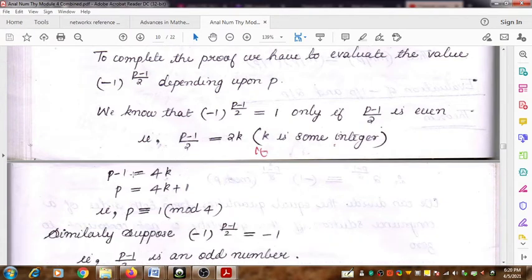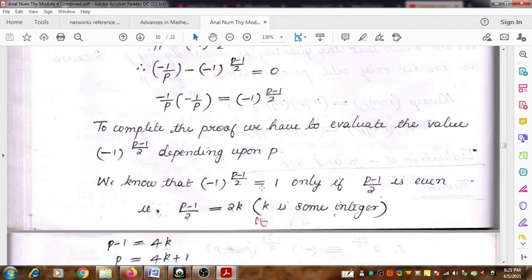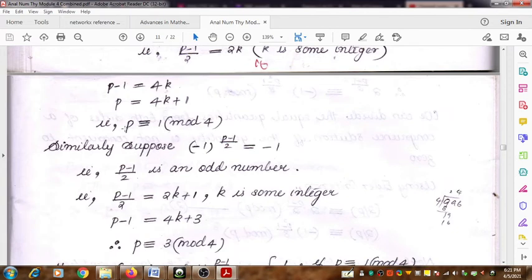So then, by cross multiplication, p minus 1 equals 4k, and thus p is equal to 4k plus 1. Therefore, in this case, we can say that p is congruent to 1 mod 4. We get the value 1 from (-1) raised to (p minus 1) by 2 when p is congruent to 1 mod 4.